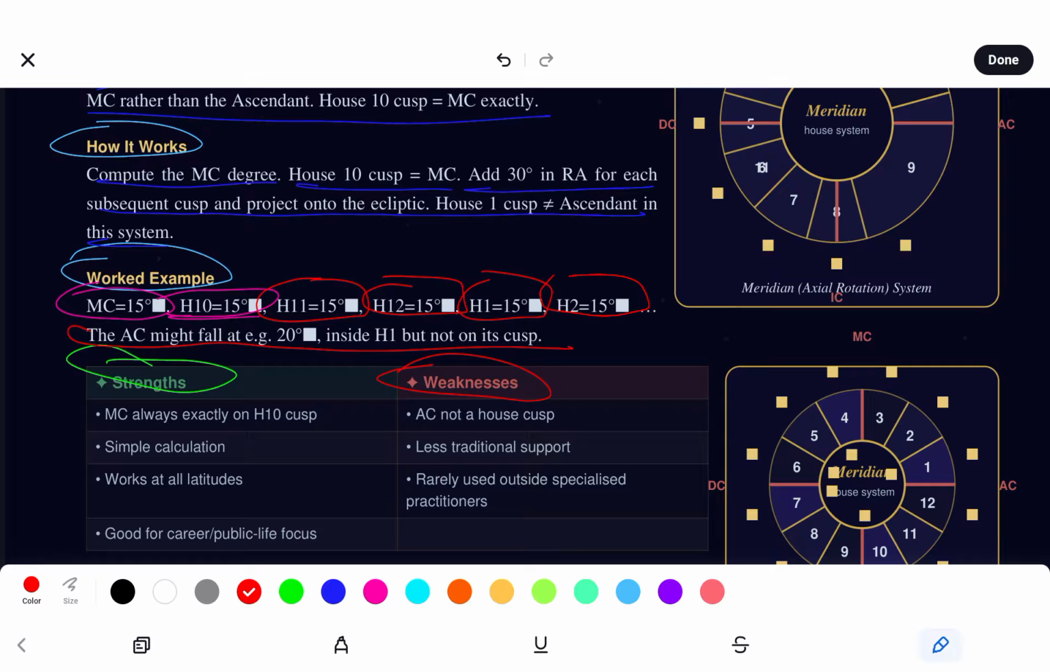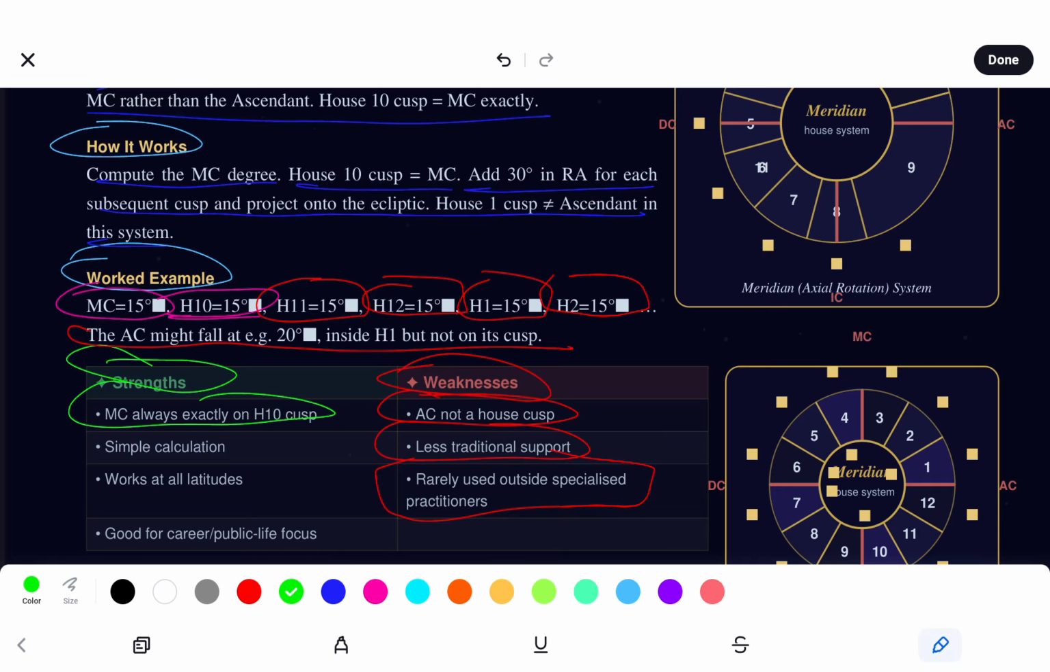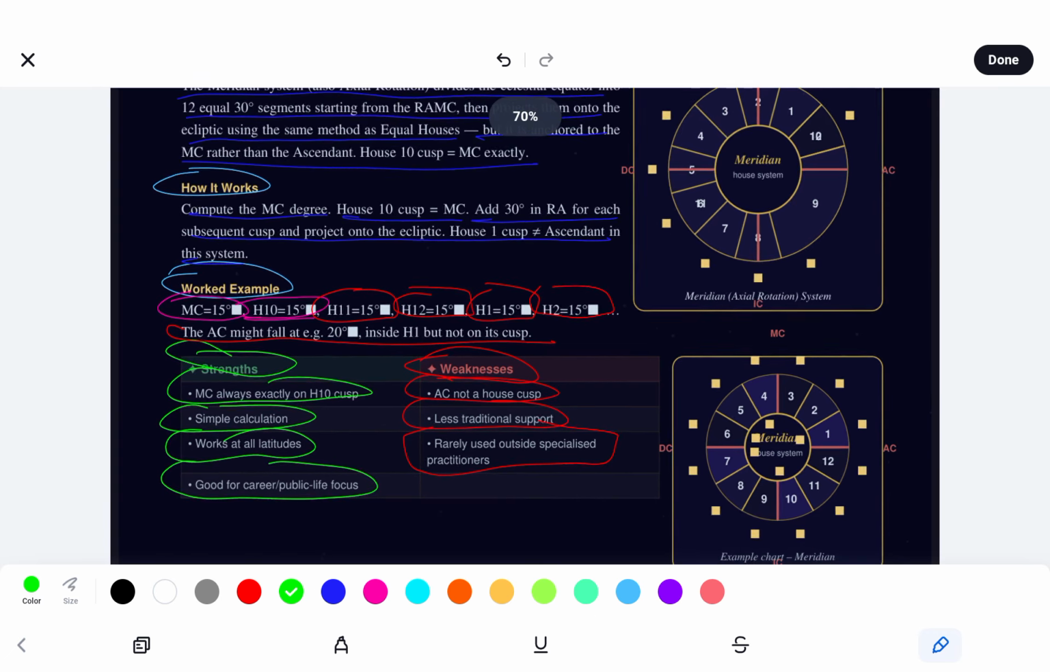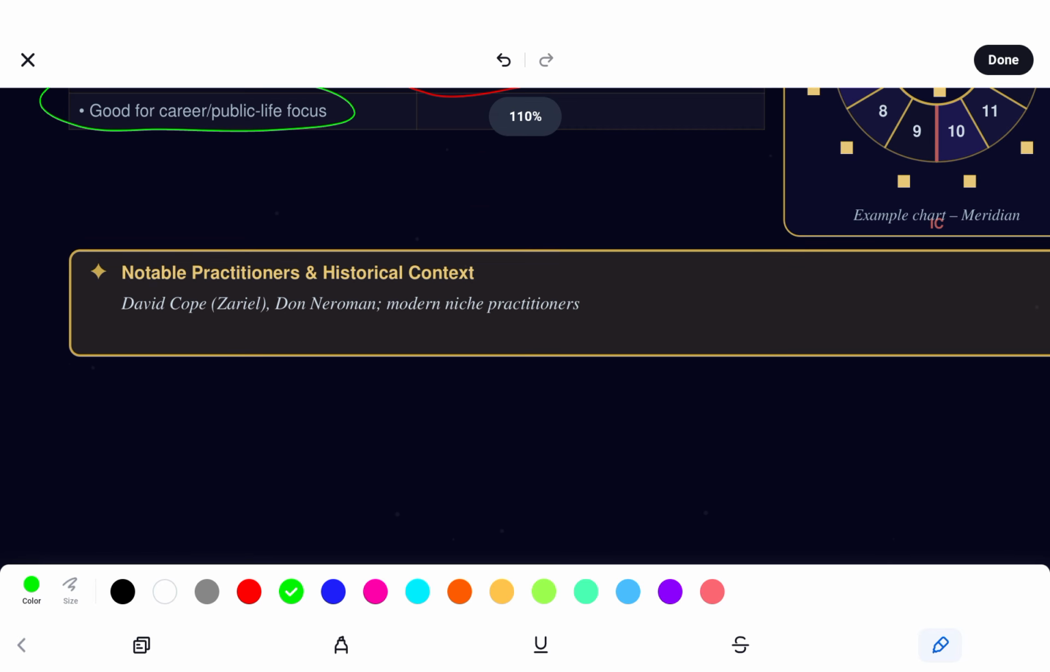Okay? So, its weakness is the ascendant is not a house cusp, less traditional support, and rarely used outside specialized practitioners. Strengths: midheaven always exactly on the 10th house cusp, simple calculation, works at all latitudes, and is good for career and public focus. Also primarily used by David Cope, Zariel, Don Neuman, and modern niche practitioners.